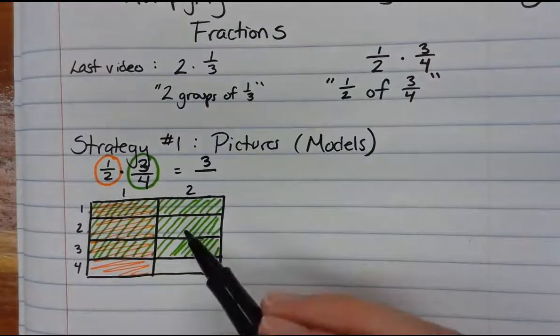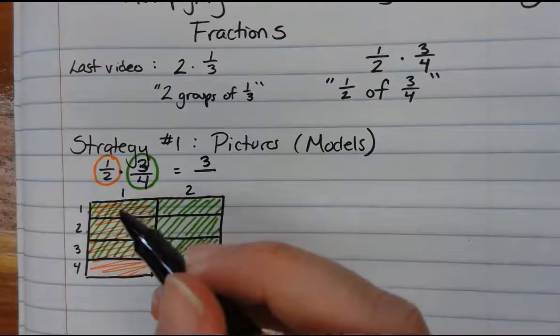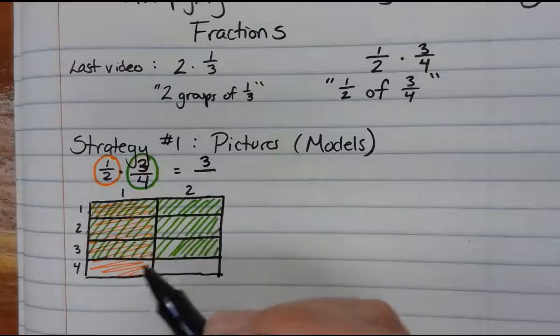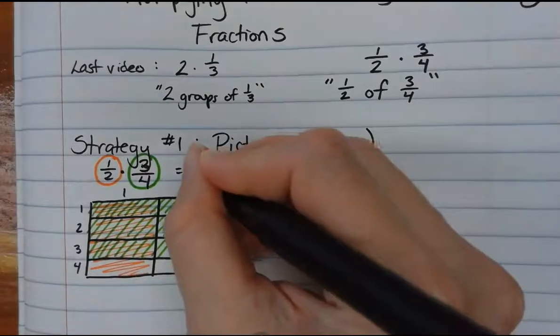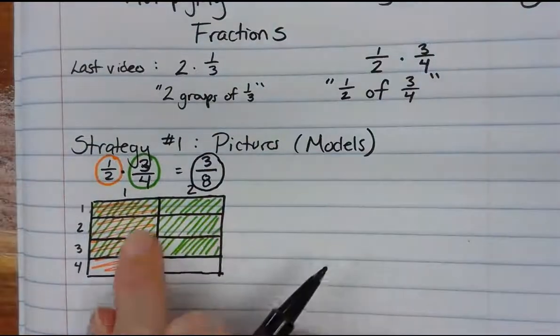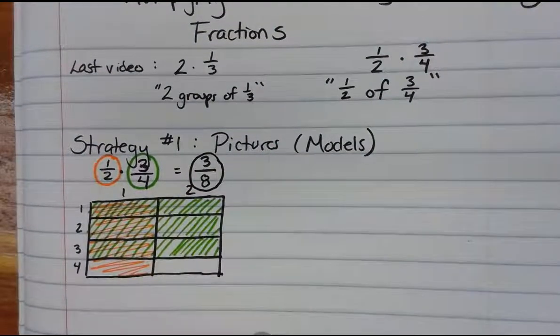Well, again, think about this as a cake. If this is a cake and I made all these cuts, how many pieces of cake do I have? So there's a piece of cake here, 2, 3, 4, 5, 6, 7, 8. And I end up with the answer 3/8. So 8 goes on the bottom because that's how many pieces I had. 3 comes from the pieces that got double shaded.